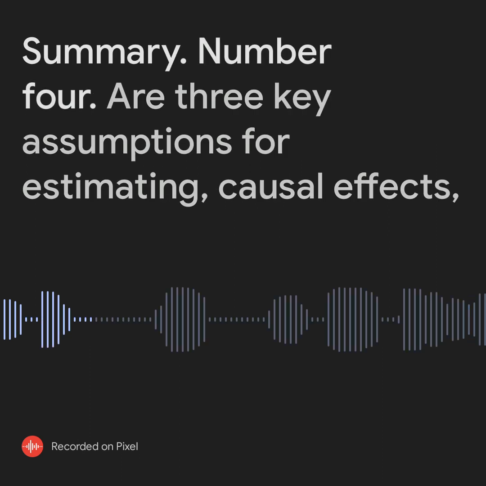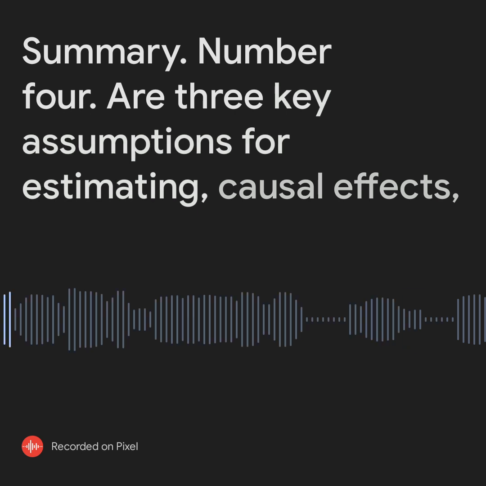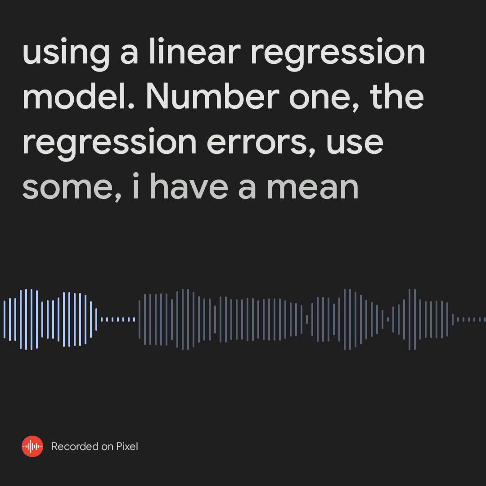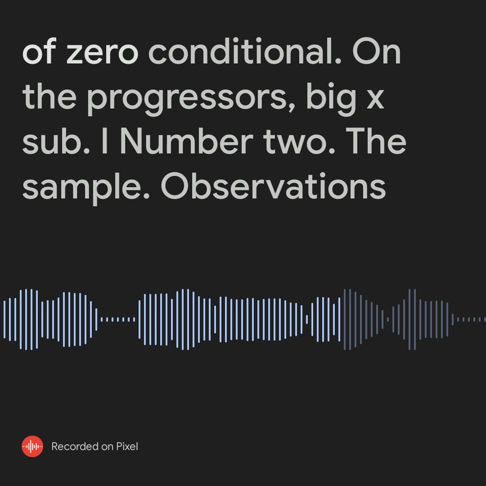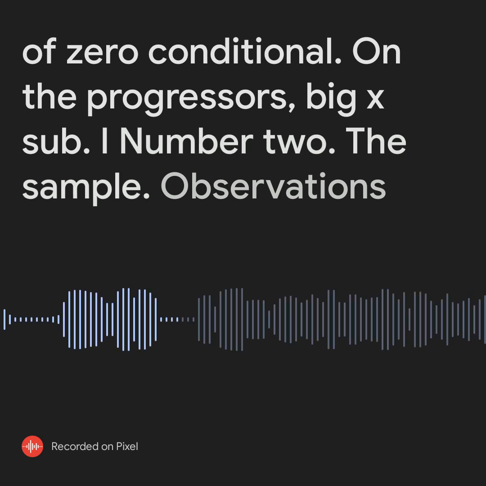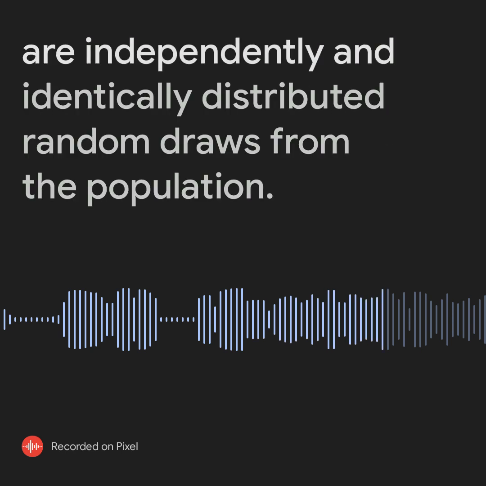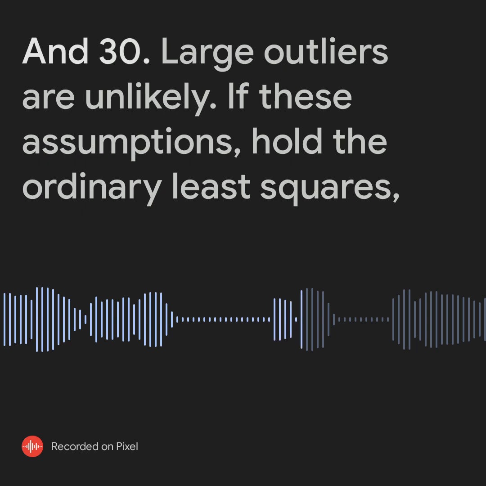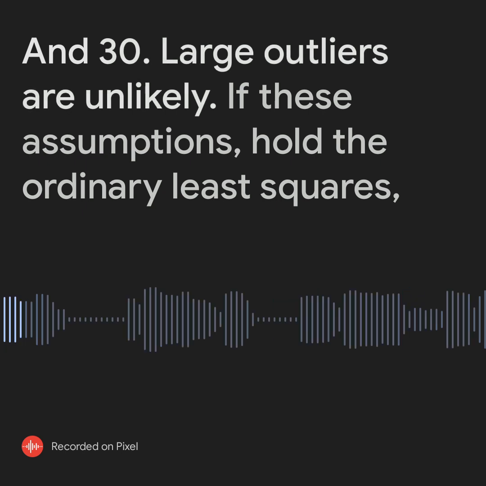Summary number 4. There are 3 key assumptions for estimating causal effects using a linear regression model. Number 1, the regression errors U sub i have a mean of 0 conditional on the regressor big X sub i. Number 2, the sample observations are independently and identically distributed random draws from the population. And 3, large outliers are unlikely.